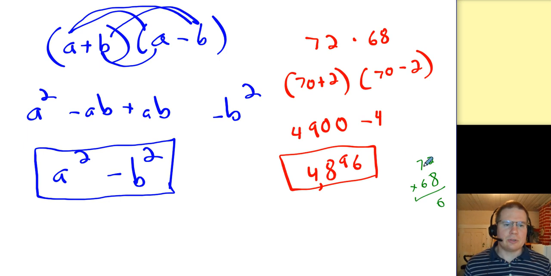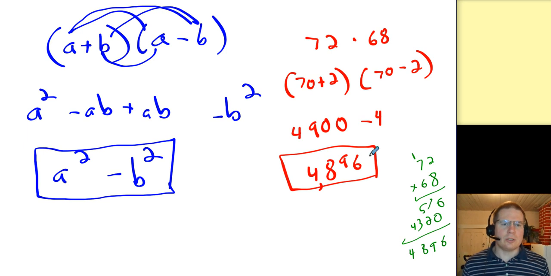8 times 2 is 16. 56 plus 1 is 57. 6 times 2 is 12. 42 plus 1 is 43. 6, 7, 8, 9. 5, 6, 7, 8. 4. 4896, 4896.